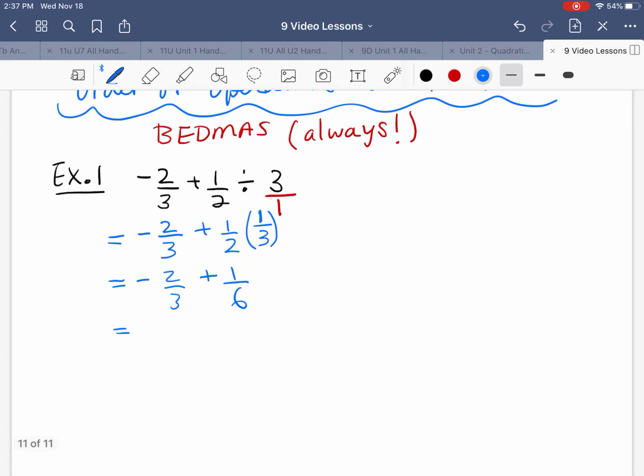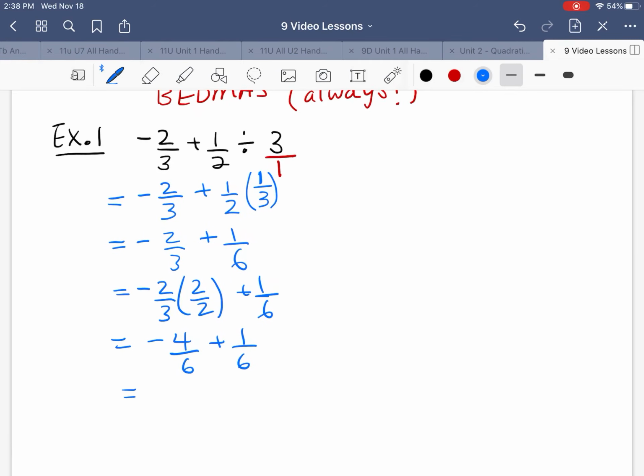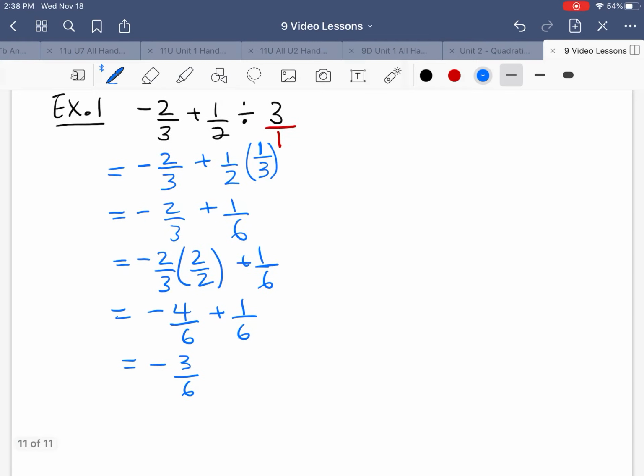And now we have to add two fractions together. We do need to get a common denominator first though, so I'm going to multiply negative 2/3 by 2/2. And that gives us negative 4/6 plus 1/6, which gives us negative 3/6, and you should always reduce your fractions. So that's going to be reduced down to negative 1/2 as our final answer.